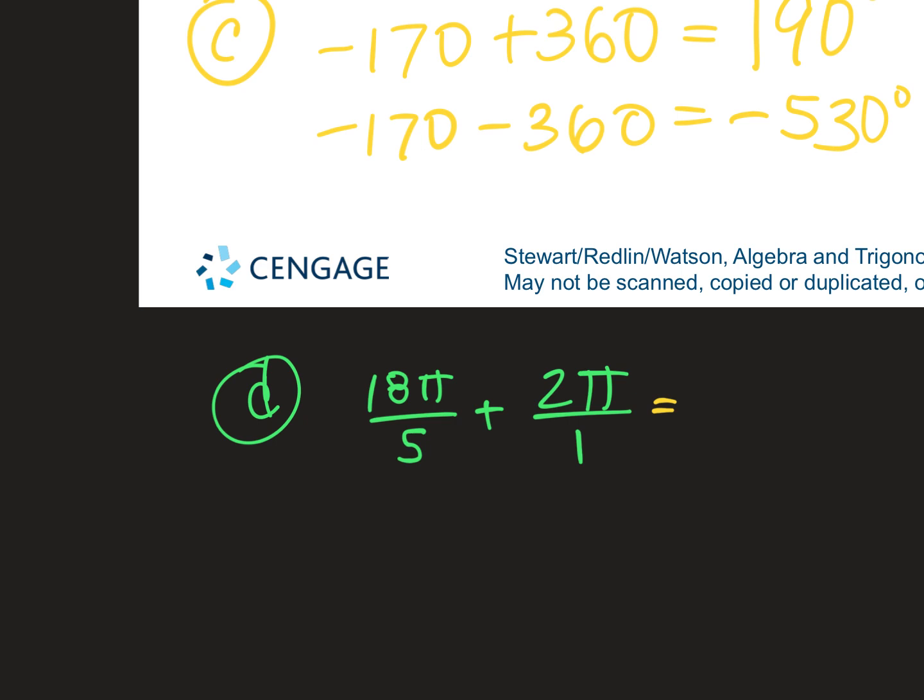Right, 5 would be my common denominator. So multiply 5 by 1. What you do to the bottom, you do to the top. This becomes 10 pi. So 18 plus 10 is 28 pi over 5. That's a positive coterminal angle.